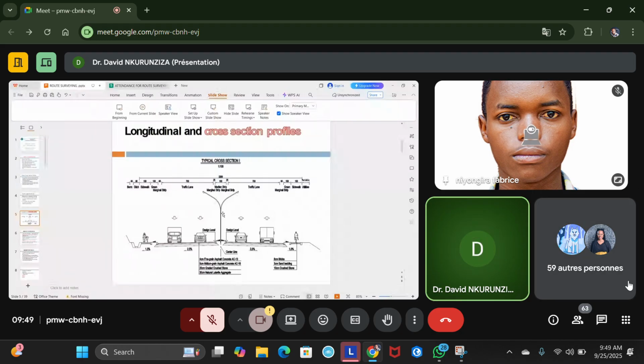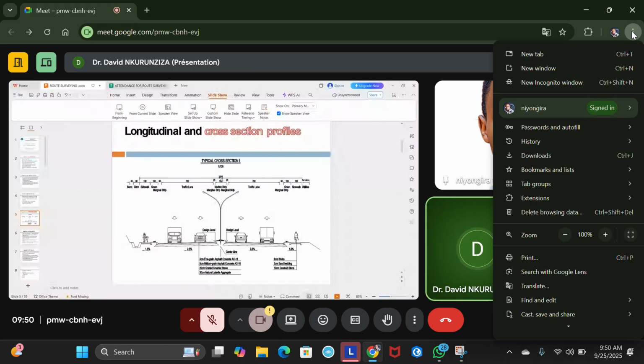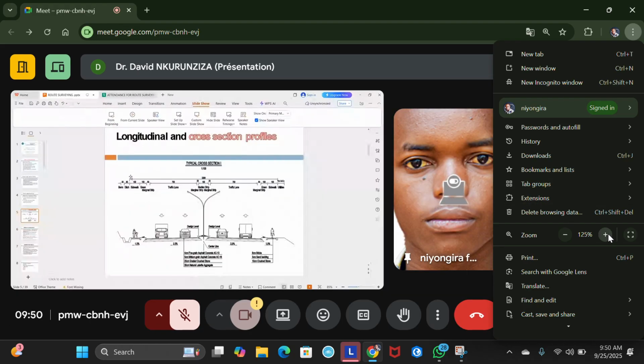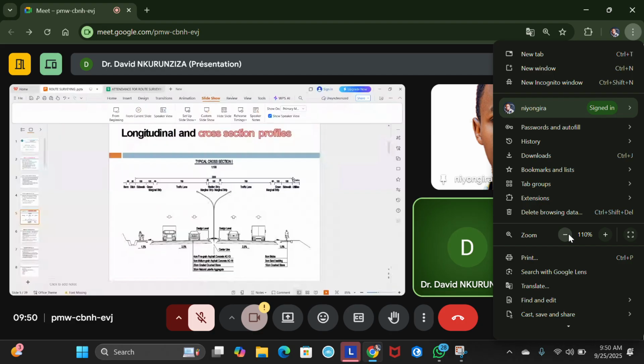But please, you have to make sure that all these cross-section elements are properly designed and have dimensions that meet the standard. For example, if you look, you can see 22 meters here. This is what you call the right of way, ROW. This is 22 meters, so it is the total width of the road cross section.